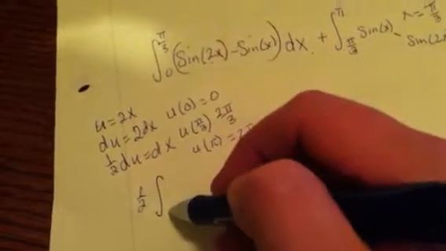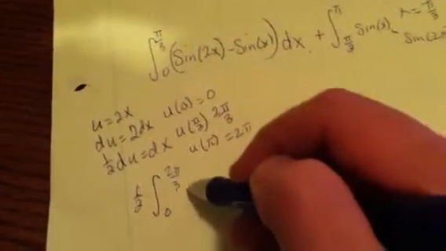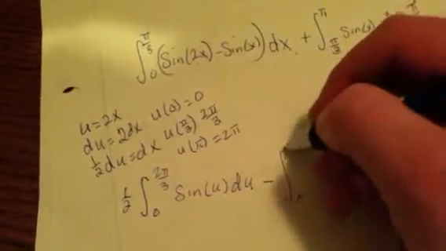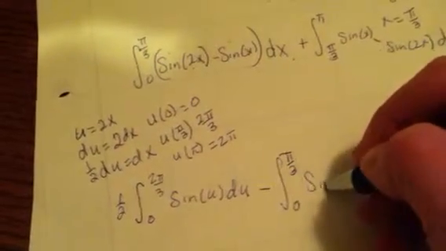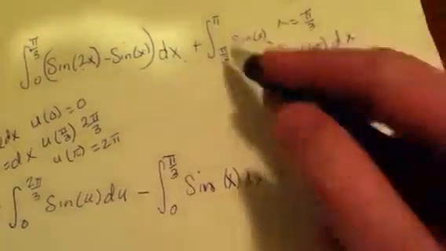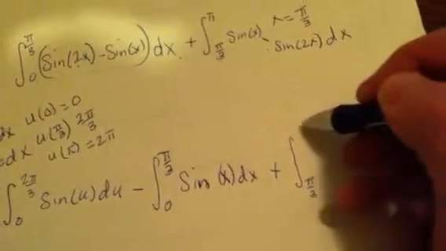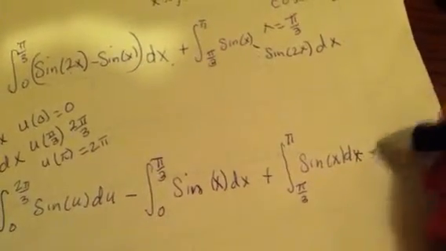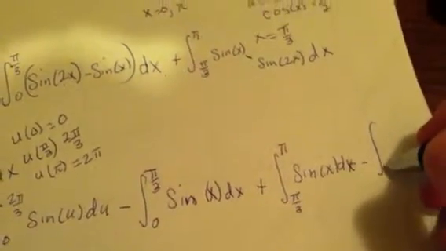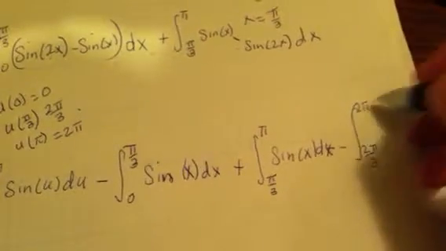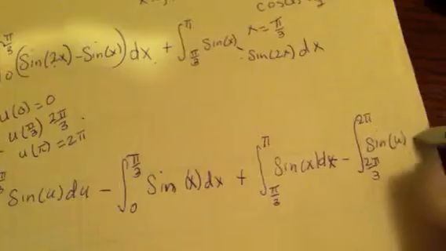We're going to integrate for this one. We have the 1/2 from 0 to 2 pi over 3 of the sine of u du, minus the integral from 0 to pi over 3. We didn't have to change or do any u substitution here. Sine of x dx. Then we're going to add on this difference over here. So the integral from pi over 3 to pi, we didn't make any substitutions on this one. dx, minus the integral from, let's see, we had 2 pi over 3 to 2 pi. So this is 2 pi over 3 to 2 pi of the sine of u du.